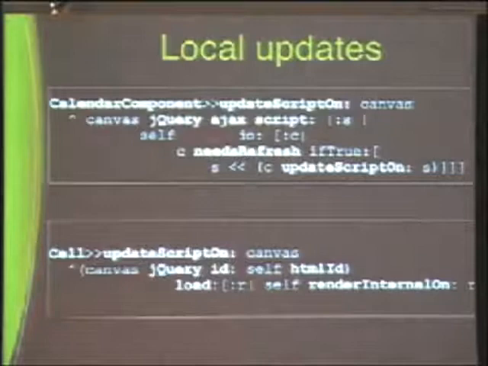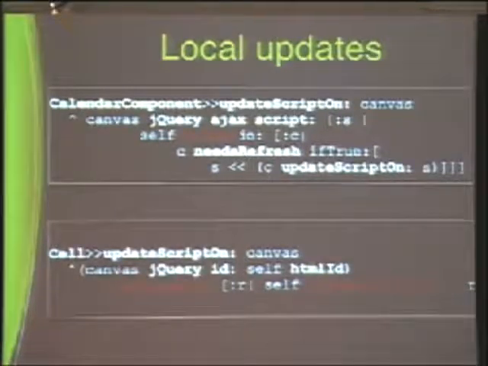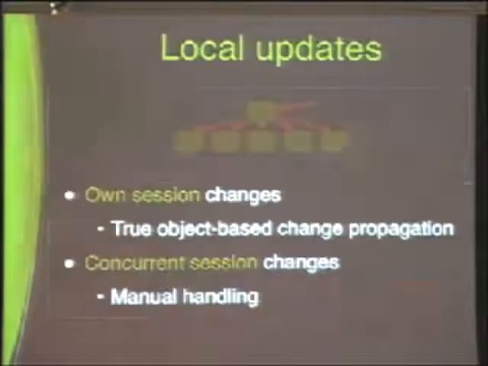Now, in order to make this a little bit more general, you could actually replace cells by children. That's the idea we're working towards. And another part would be, if you need to replace your entire component, so also generate all the JavaScripts again, you can actually not just load, but use the jQuery replaceWith and use the render content instead of the render internal. And that's basically the same pattern we've been using everywhere.